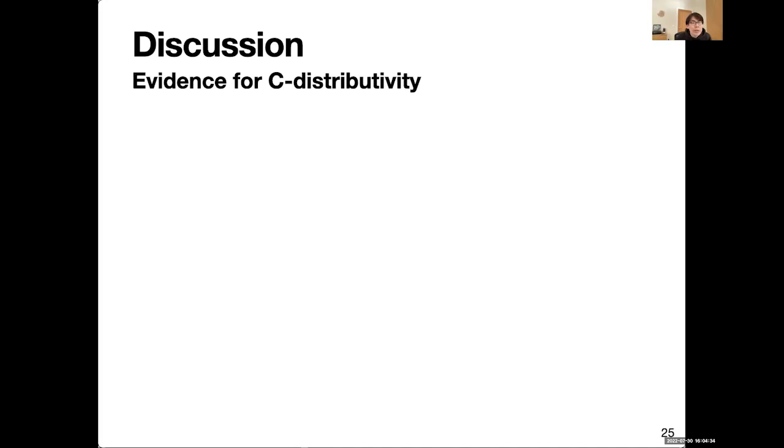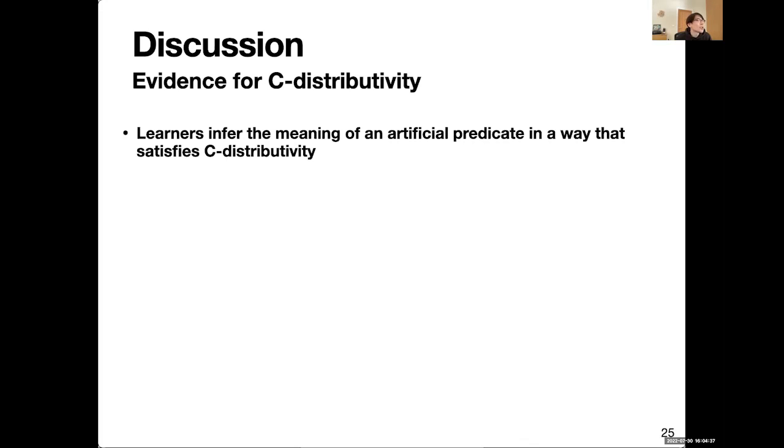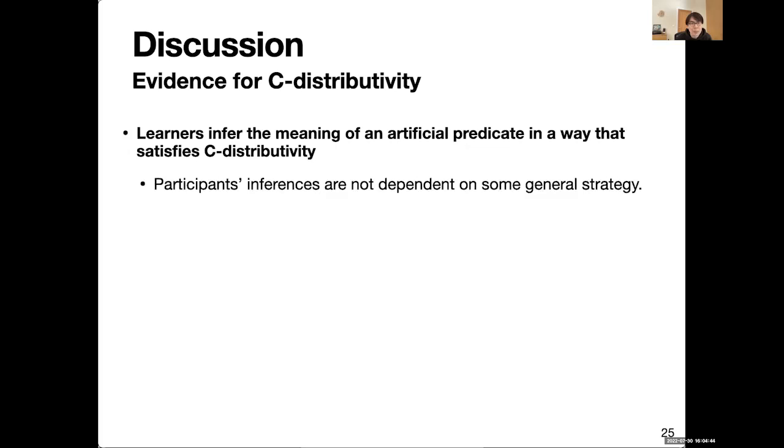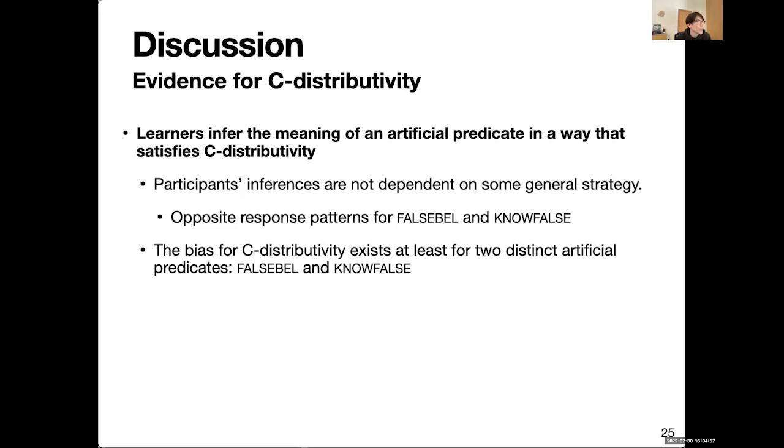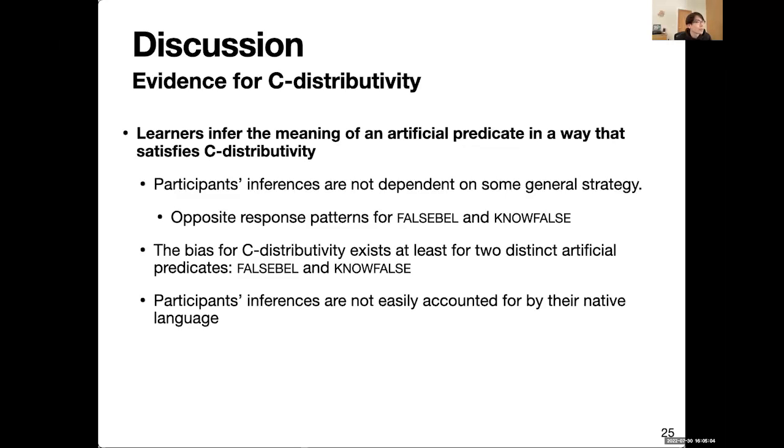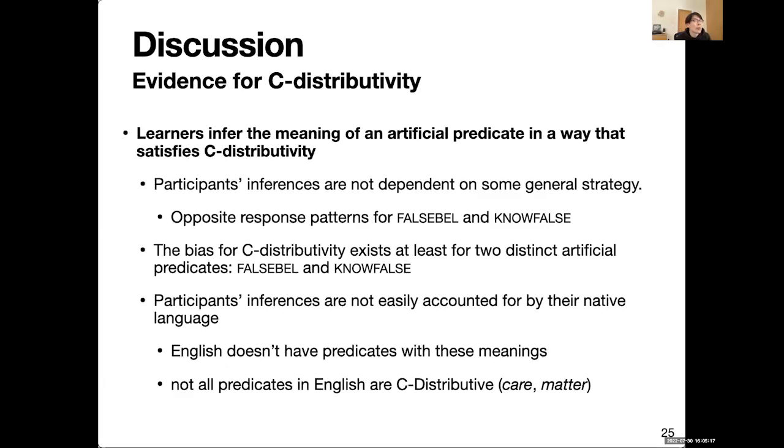Okay, so what can we conclude from this? The results suggest that learners infer the meaning of an artificial predicate in a way that satisfies C distributivity. And the inferences they make are not dependent on some general strategy, because we saw opposite response patterns for false-bell and no-false. Furthermore, we can say that the bias exists at least for these two distinct artificial predicates, false-bell and no-false. And their inferences are not easily accounted for by the bias existing in their native language, because English doesn't have predicates with these meanings. In fact, not all predicates in English are actually C distributive, as we saw earlier.